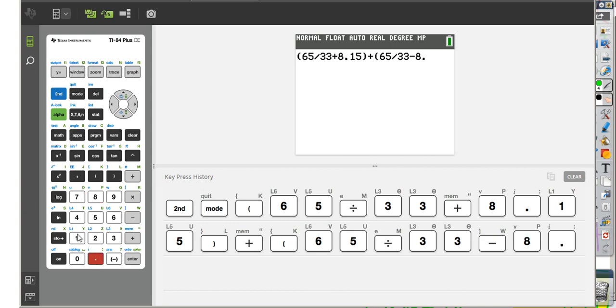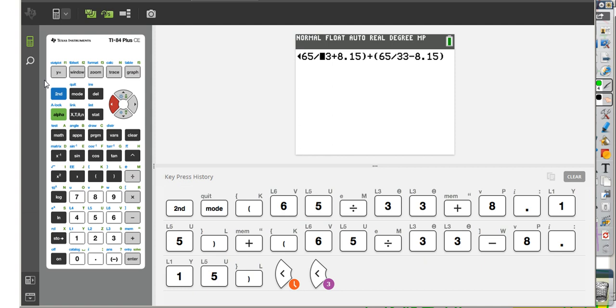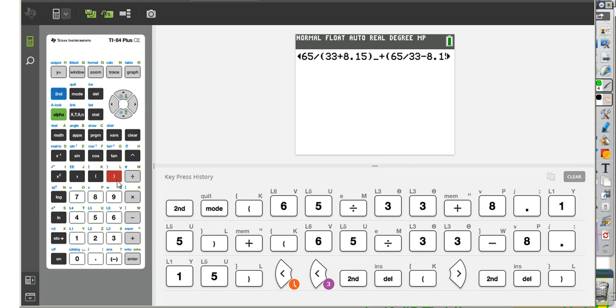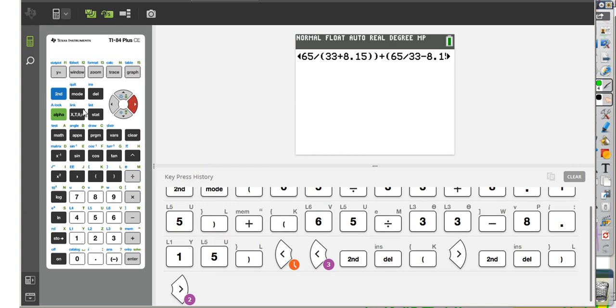And you know what, I made a mistake here in how I entered this, and I'll show you what the problem is. We want to divide 65 by that whole thing. The way that I wrote it right now is we're just dividing it by 33. So I did second insert, and we need another parentheses because the calculator will do exactly what you tell it, and I told it to divide by 33 and then add 8.5, and that's not what we want to do.